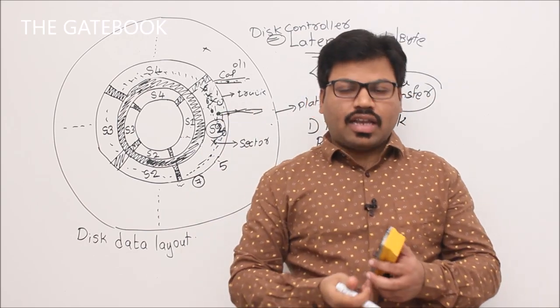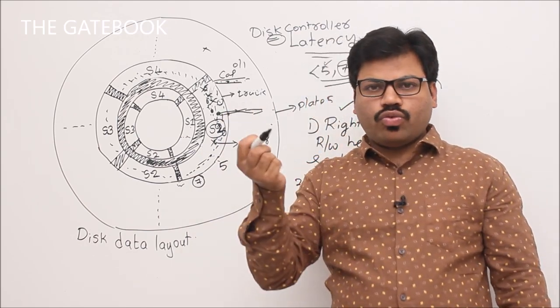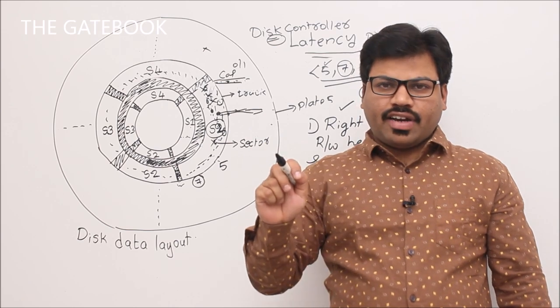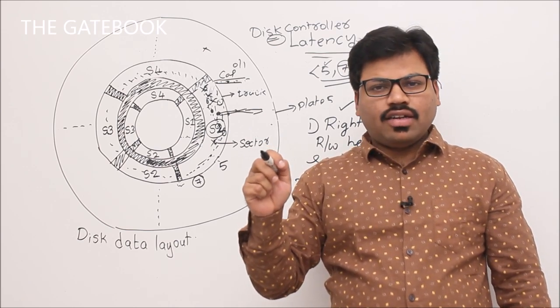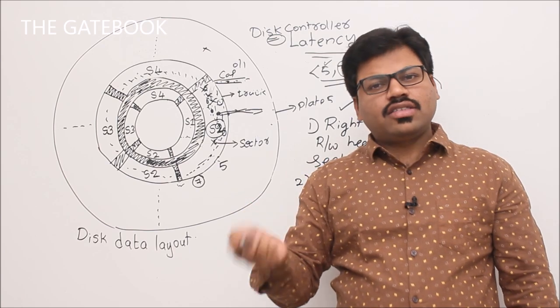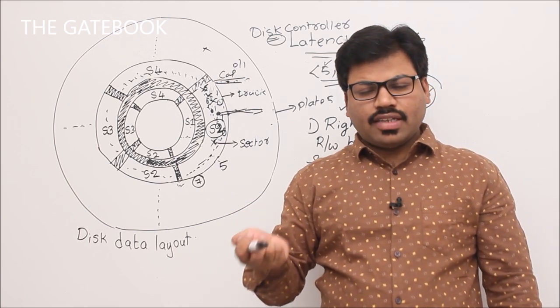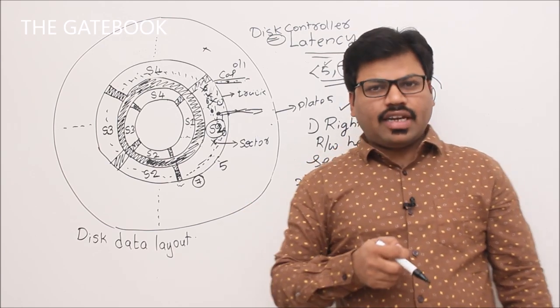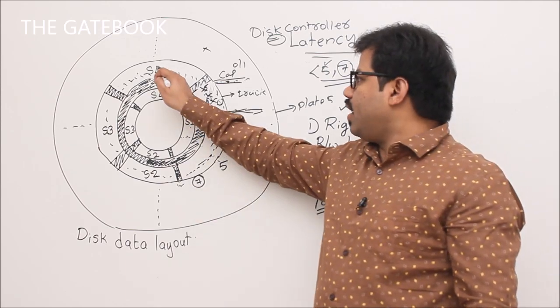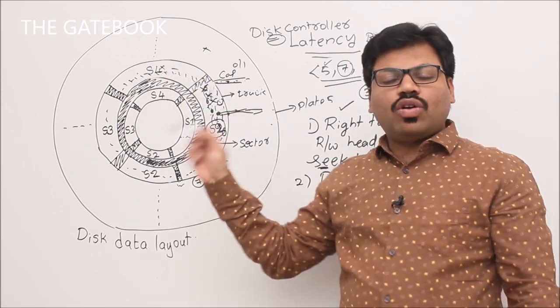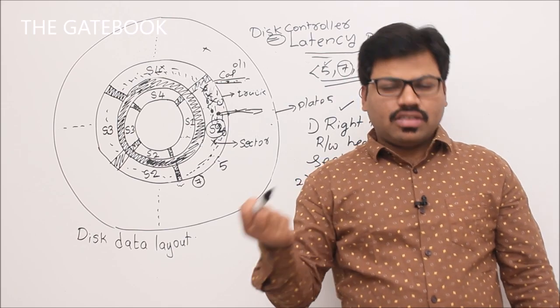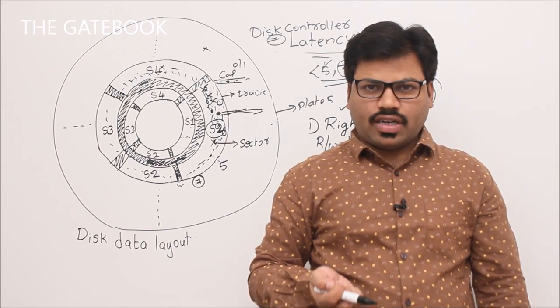What happens then? Unnecessarily we have to move the read-write head to another sector, sorry, another track, right? It takes some more time, right? There is a seek latency. To avoid the seek latency, we have to completely fill the track, then only go to another track, so that we can reduce the seek latency. That is one thing you should understand.